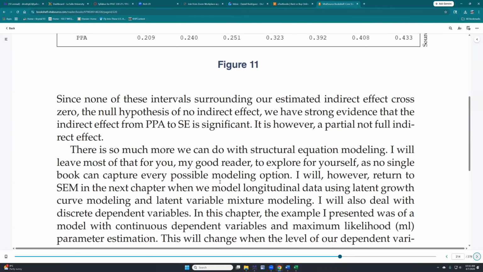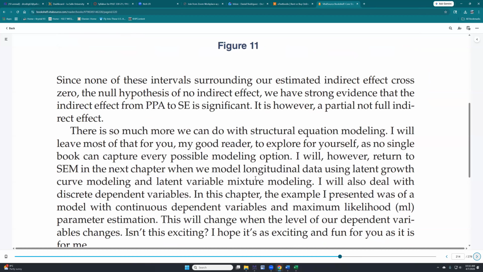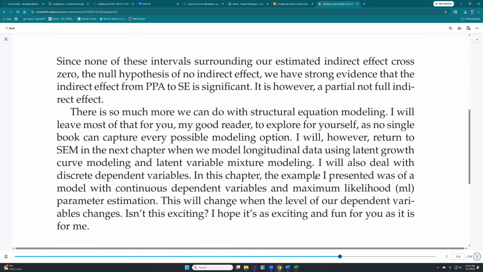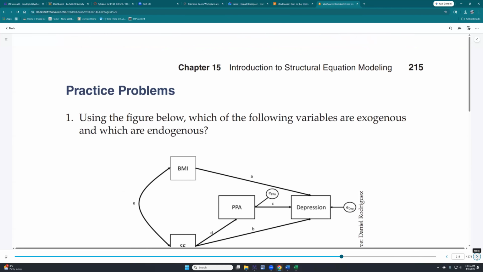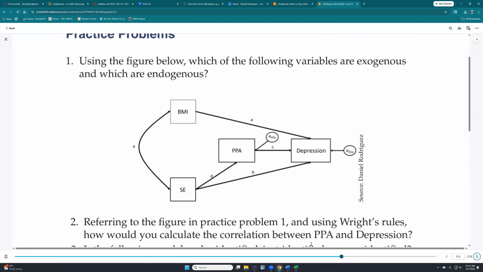There's much more we can do with structural equation modeling. I will leave most of that to you. Well, actually, I'll show you some of it later, next week, when we get into some novel and different stuff. So let me just show you some things for now.